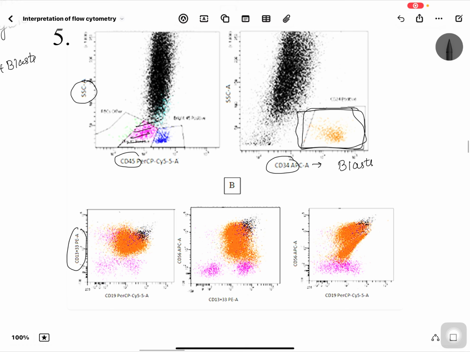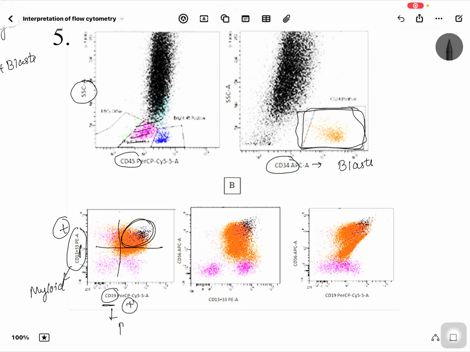Okay, then you see CD13 and 33 and then CD19. If you divide it, what is coming? Yes, majority of the population is here. That means CD13 and 33 along with 19 is positive. Both are positive. So CD13 and 33 is a myeloid marker and CD19 is, but the population is very less, so it is a B cell marker.